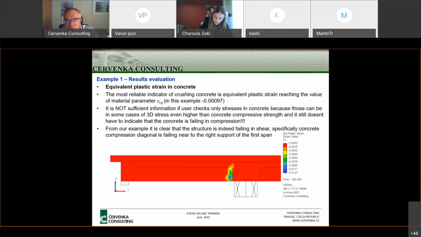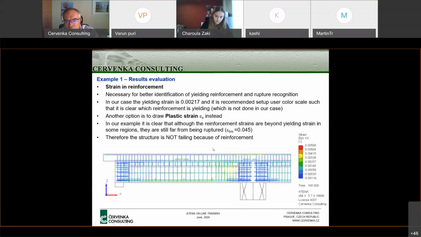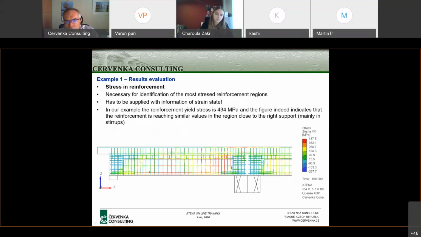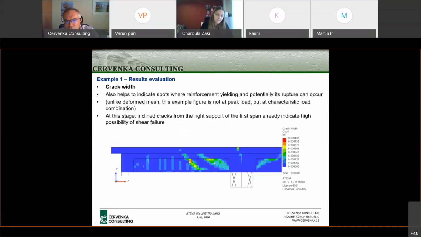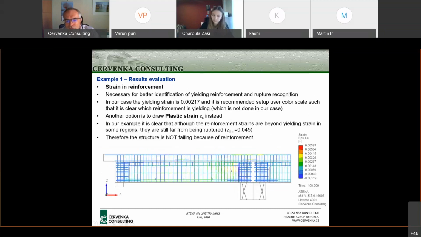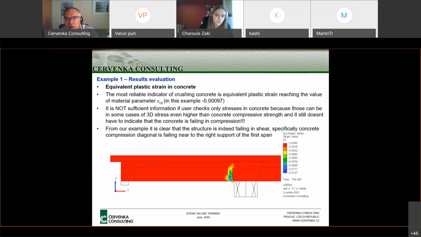If we look at these things together, we see the stirrups yielding, we see the development of this diagonal crack, and we see the fact that we have crushing here. So from that, we can derive that the main failure mode is the crushing of the diagonal strut due to shear failure.